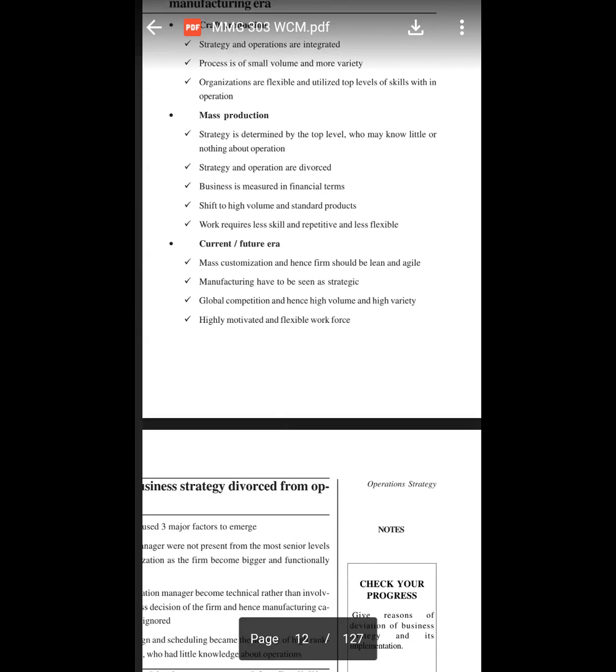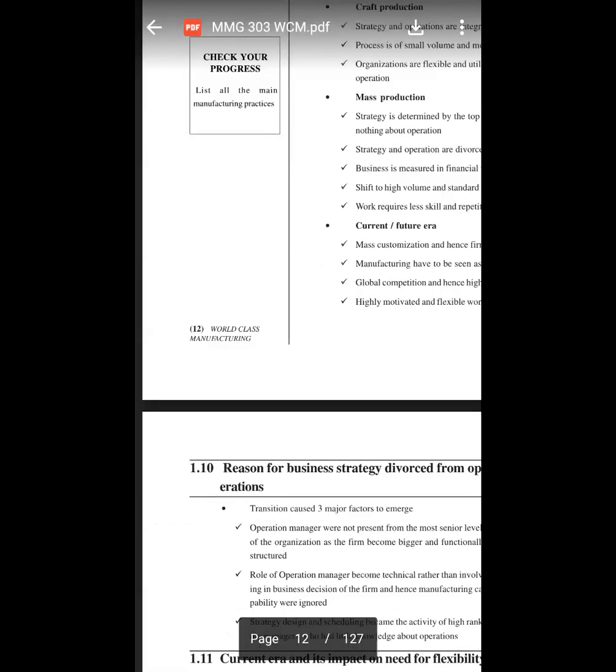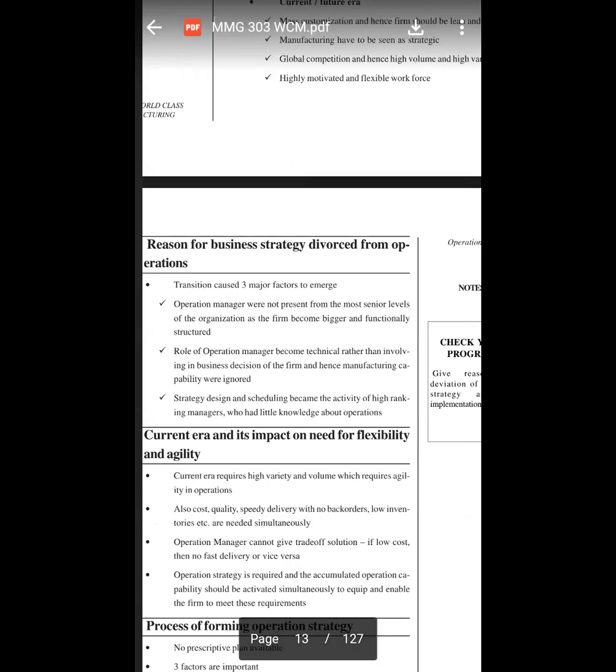Okay, then current and future area. Mass customization, and hence the firm should be lean and elite. Manufacturing has to be seen as strategic, global competition, and hence high volume and high variety. Highly motivated and flexible workforce. Definitely, this is the needed thing for us. I mean, highly motivated workers and production is also a needed thing for us.